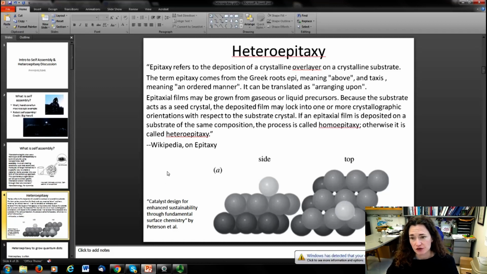If the epitaxial film is deposited on a substrate of the same composition, it's called homoepitaxy. It's also called not extremely interesting most of the time. But otherwise, it's called heteroepitaxy, which is what we're going to deal with today.